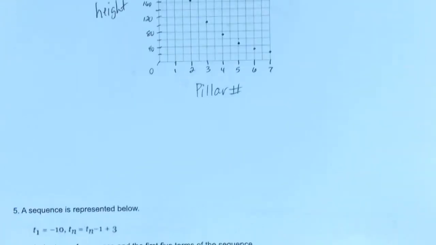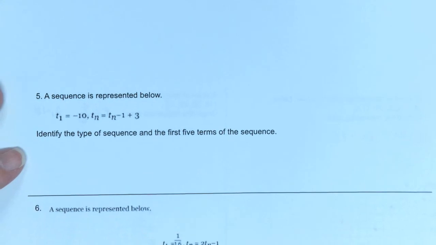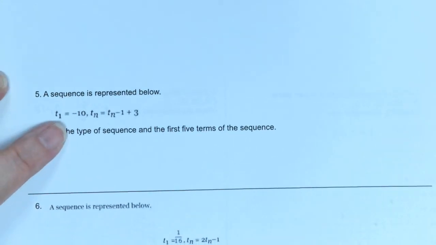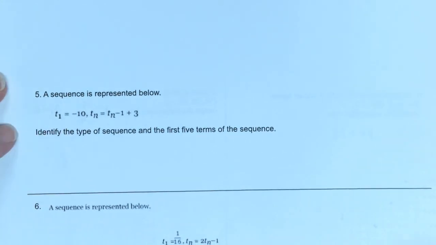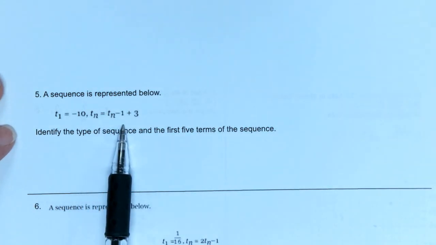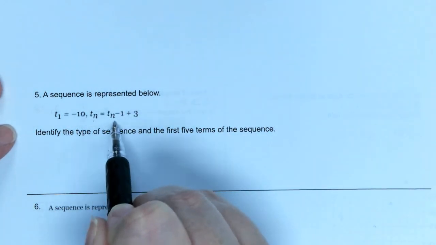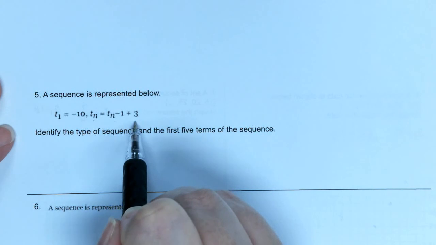Alright, the next one says, a sequence is represented below. It tells you term 1 is -10, and then it gives you a recursive formula. Remember, the recursive ones are just what do you do to the last term to get the next term. So to get a term, you take the last term and add 3 is what it's saying.